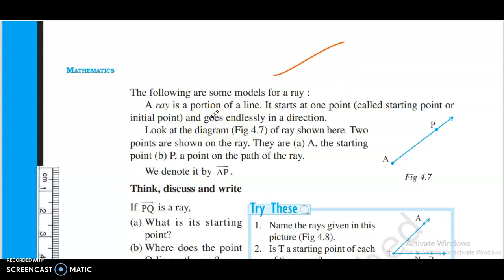A ray is a portion of a line. It starts at one point, called a starting point or initial point, and goes endlessly in a direction. Look at the diagram, figure 4.7, of a ray shown here. The 2 points are shown on the ray. Therefore, with the starting point B and point A, we denote this ray by BA, and the other ray by AP.